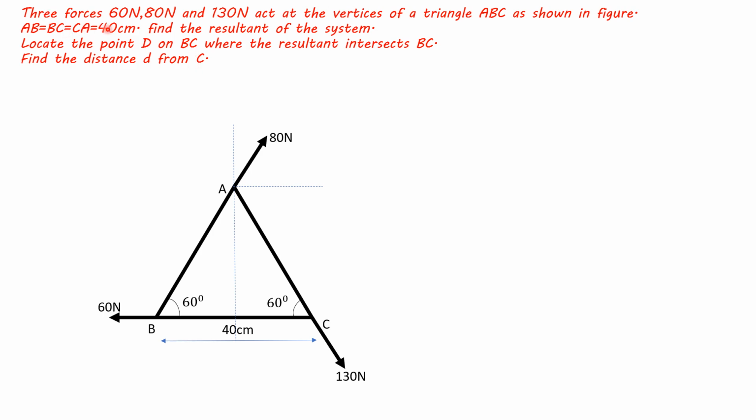Three forces, 60 Newton, 80 Newton and 130 Newton, act at the vertices of a triangle ABC as shown in the figure. AB equal to BC equal to CA equal to 40 centimeter. We have to find the resultant of this system and locate point D on BC where the resultant intersects BC. Find the distance D from C.